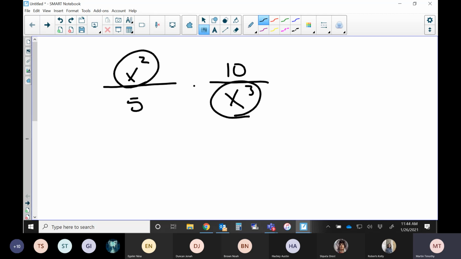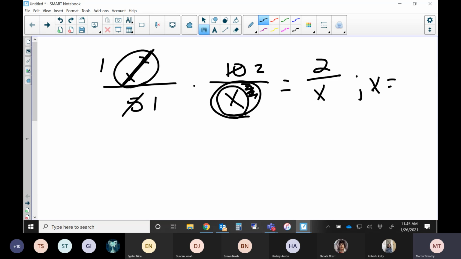If you have like x squared and then 5 times x cubed, whatever, 10. You have 2 x's here, you have 3 here. So 2 of these are going to be completely gone, leaving you with 1. 2 of these are going to be gone, leaving you with an x left over. I hope that makes sense. And then 5 goes into 5, and 5 goes into 10 twice. So you'd end up with a final answer of 2 over x, except where x cannot equal 0.